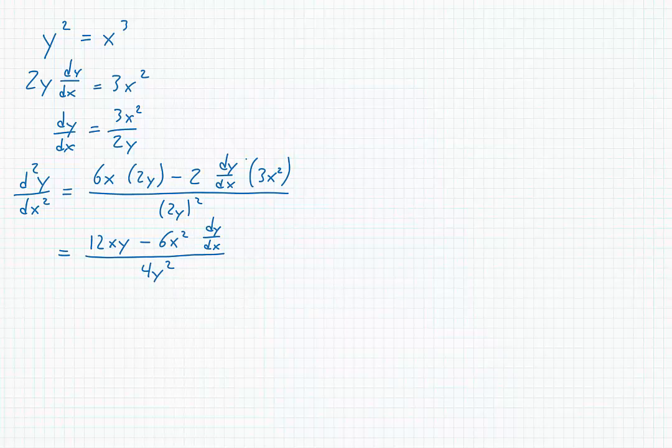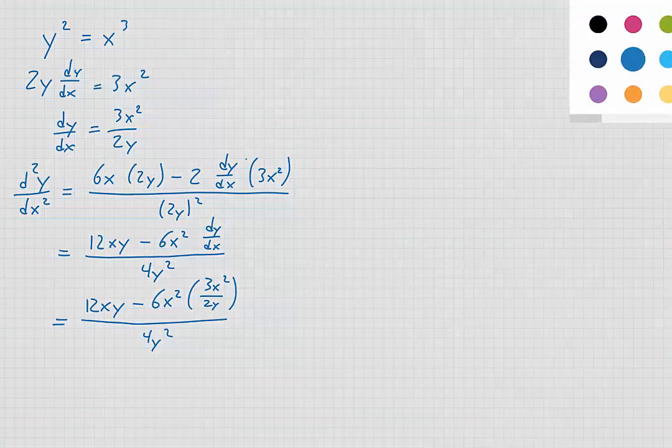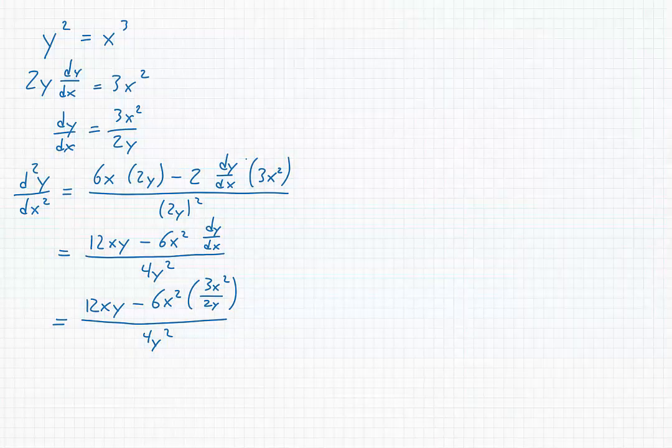Now, we don't need to leave a dy/dx as part of our second derivative because we have a formula for dy/dx. We can replace dy/dx with something that involves only x and y's. So let's do that, giving us 12xy minus 6x squared times 3x squared over 2y, and all of that's going to be over 4y squared. And then we end up with a complex rational expression, a fraction in the top and a fraction in the bottom. So let's multiply the top and bottom of this by 2y so we can clear that out.